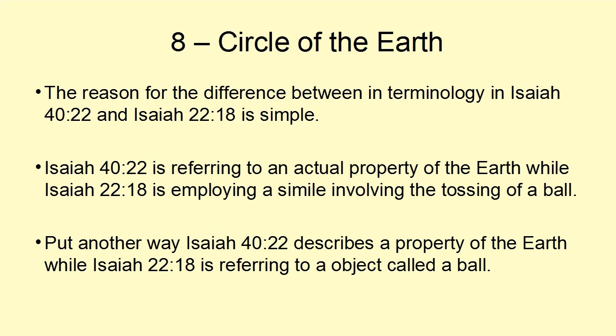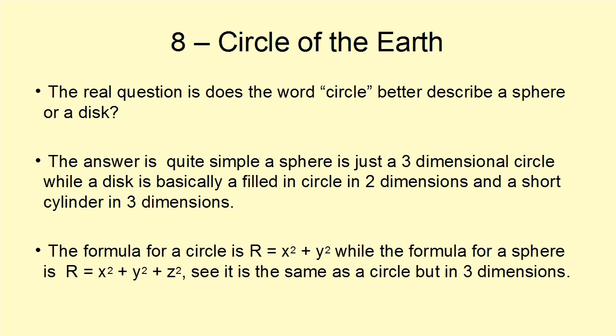The reason for the different terminology between Isaiah 40:22 and Isaiah 22:18 is simple. Isaiah 40:22 is referring to an actual property of the earth, while Isaiah 22:18 is employing a simile involving tossing a ball. Put another way, Isaiah 40:22 describes the property of the earth, while Isaiah 22:18 is referring to an object called a ball. The real question is, does the word circle better describe a sphere or a disk?